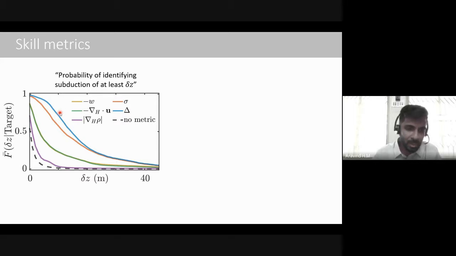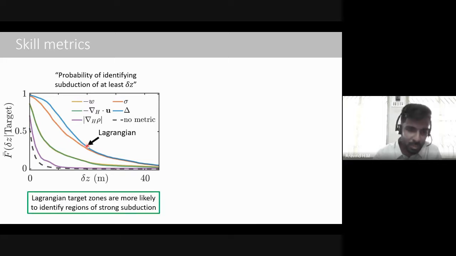So based on this information, looking at these curves, you see that the Lagrangian metrics clearly do much better than the Eulerian metrics. Of course, the density gradient performs the worst, and divergence and vertical velocity perform somewhat comparably well. But yeah, the Lagrangian target zones are indeed more likely to identify regions of strong subduction.